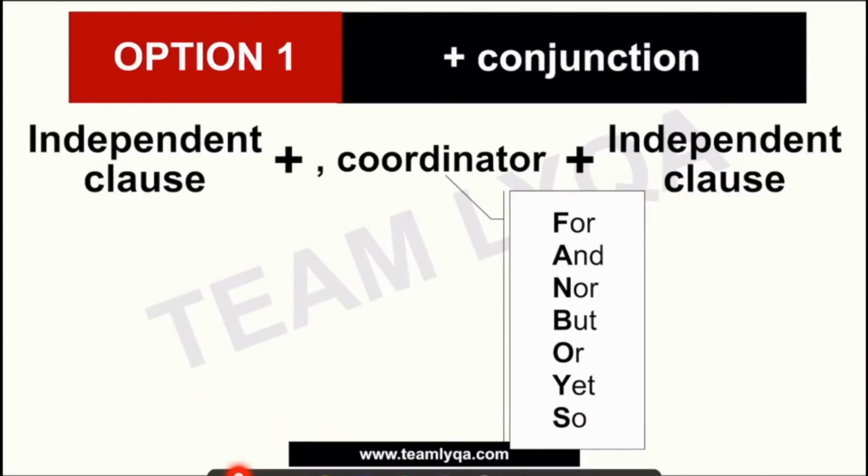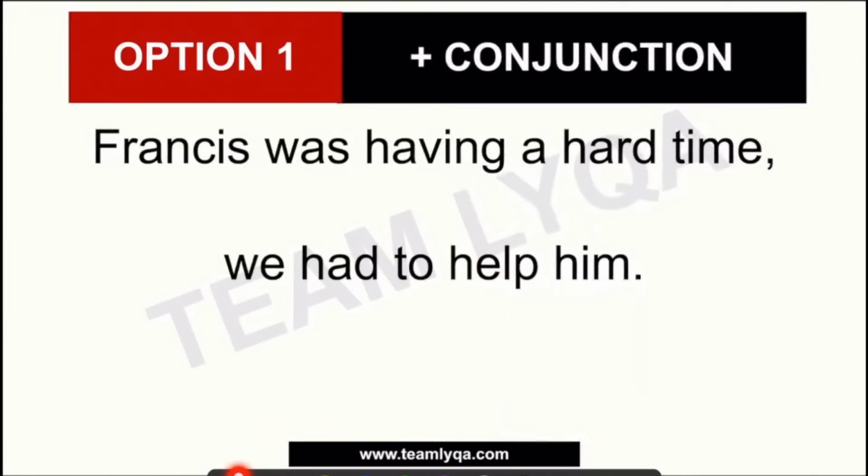Okay? So, hindi ko na i-discuss kung kailan ginagamit ang isa-isa na mga yan. Ang importante, you choose the best one, tapos isisingit mo siya sa pagitan ng dalawang independent clause. Now, how do we do it? Ganito. Gamitin natin yung sample sentence natin. Sabi, Francis was having a hard time. We had to help him.